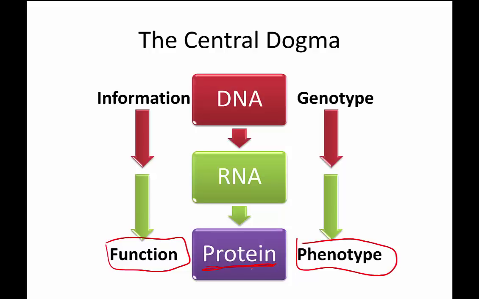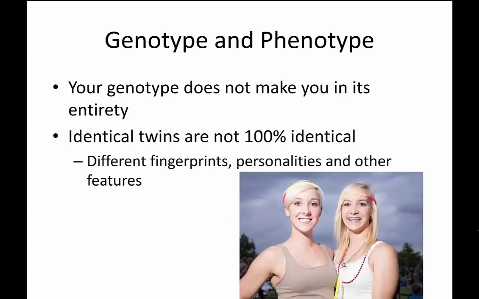So this is another way of thinking about the central dogma. Even though your genotype or your DNA sequence or your genes in general play a huge role in who you are, they're not entirely you. Even if you have a twin, that twin is not going to be exactly the same as you. A twin, even though they have the same DNA sequence as you, is not 100% like you. Twins, for example, can have different fingerprints, different personalities, and other features. For example, it looks like this girl on the right has braces, so perhaps there's something different about her that causes her to need braces. So even identical twins are not 100% the same.